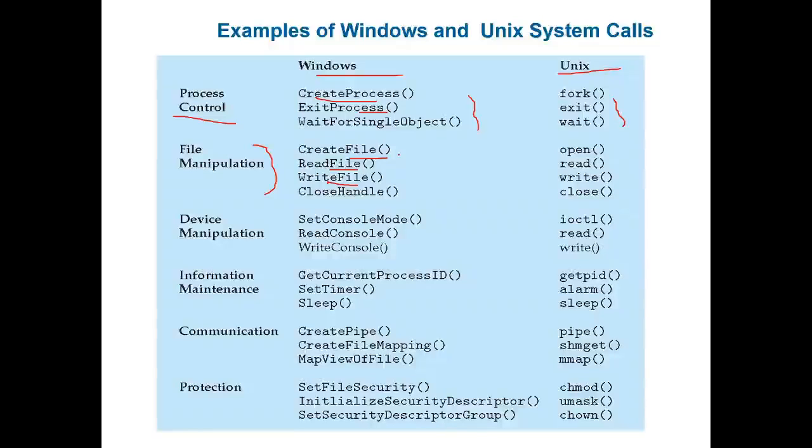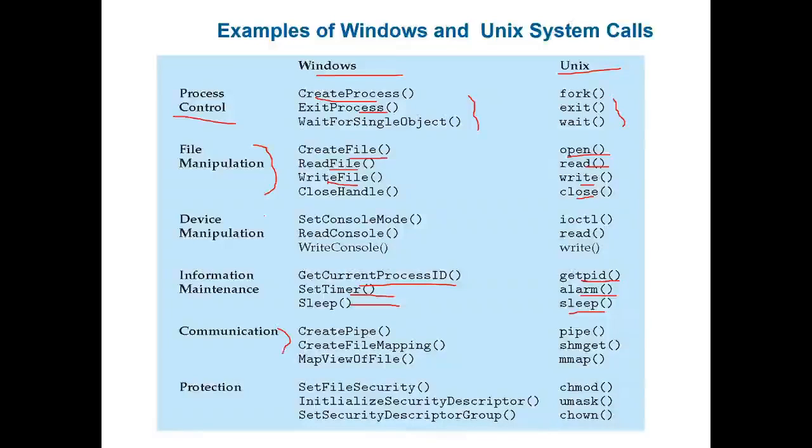And the same in Unix: there are open, read, write and close. Which are the device manipulation system calls? Set console mode, read console. In Unix we have some different calls. Information maintenance: get current process ID, set timer, sleep. These are the various system calls. And in Unix, getpid, alarm, sleep. These are the Unix system calls.